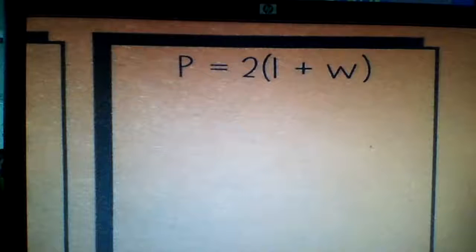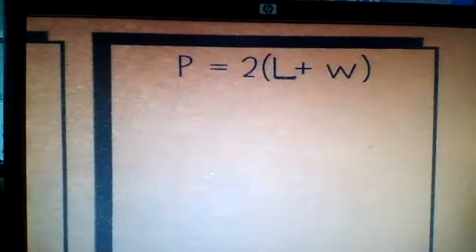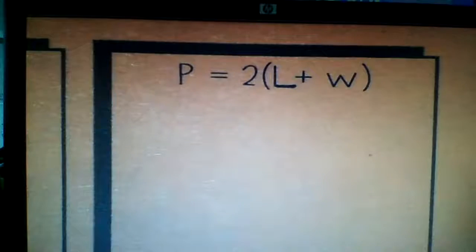P equals 2 times the quantity of L plus W. I'm going to change this into a capital L. I don't know why they use lowercase. I don't like it. Okay. That way you know that's an L and not a 1. Okay. Yes, that's the second one. Okay. Again, my goal here is to isolate W.